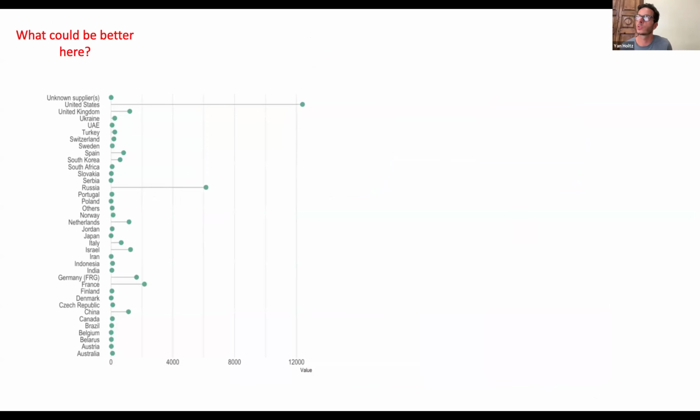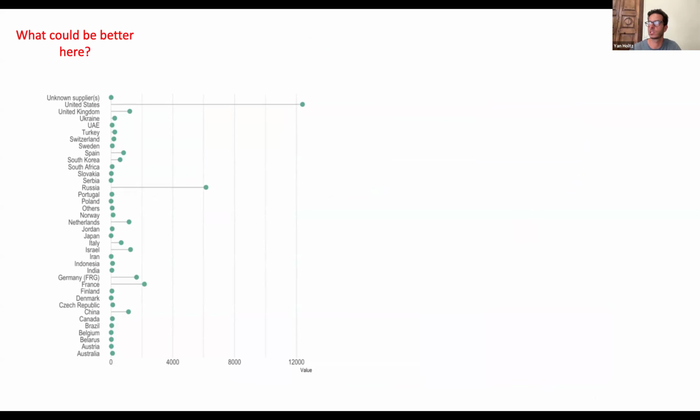Second question, what could be better here? Scale is awful, all right. Vertical order, all right, you get it. So that's probably one of the most common mistakes I see on chart types. So it's kind of obvious, but people always forget about it.